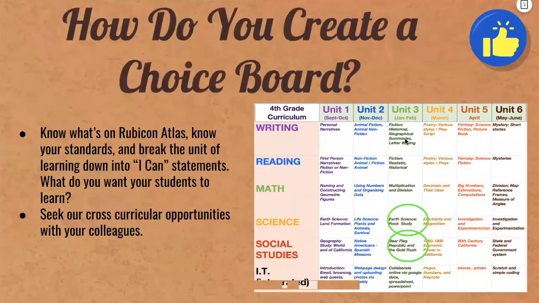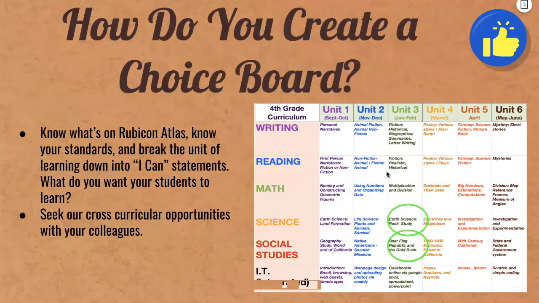So how do you do it? Well, like I said, the first thing you're going to do is go into your Rubicon. You're going to know your units, know your standards, and break those standards down into I can statements. And just think about what you want your students to learn. And then at that same time, you want to look for opportunities for cross-curricular. Now, if you're a multi-subject teacher, you're already doing cross-curricular work, or you have the opportunity to do cross-curricular work all the time.